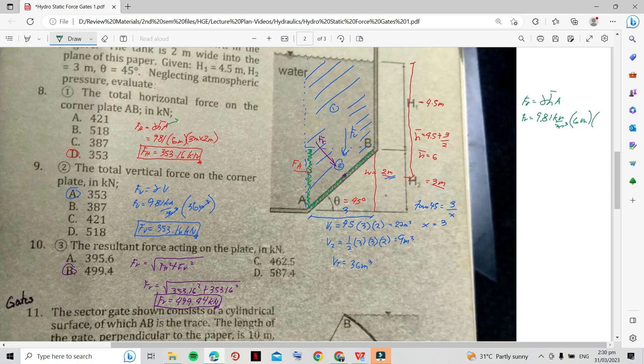Solving for this side, let's call it h, or the hypotenuse, is equal to the square root of 3 squared plus 3 squared. So h is equal to 3 square root of 2. The area now is 3 square root of 2 multiplied by the strip considered, which is 2 meters. So you are left with kilonewton. The resultant force is 499.44 kilonewton, equal to the resultant force using the previous formula.